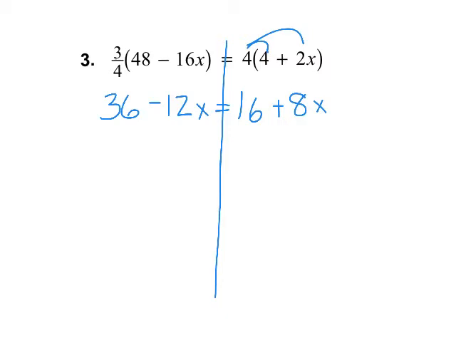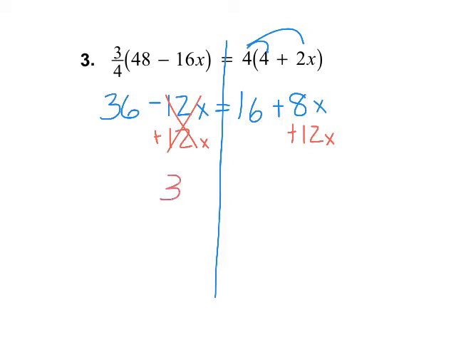So now my variables are on opposite sides. I personally like to keep variables positive. You don't have to follow that if you don't want to, but I personally like to keep variables positive. In order to keep my variables positive, it would be smarter for me to add 12 to both sides. So I'm going to add the 12x to both sides. And again, if you wanted to take all the variables to the left, you're more than welcome to do that.